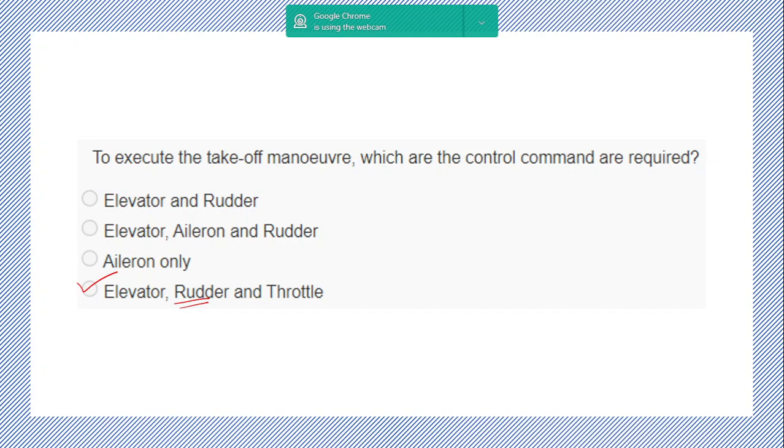Why won't it maintain its line if we don't deflect the rudder? Ideally, if it was at neutral, if there is no deflection right or left, and you just have elevator and throttle, it should take off, right? It should take off in a straight line. Why would you want to deflect the rudder to maintain the straight line?